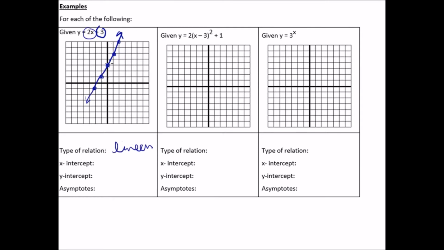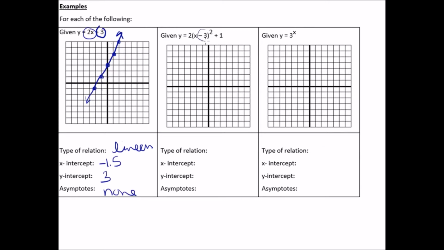Okay? The y-intercept's 3, the x-intercept is negative 1.5. And there's no asymptote, okay? That doesn't exist with a linear relation.